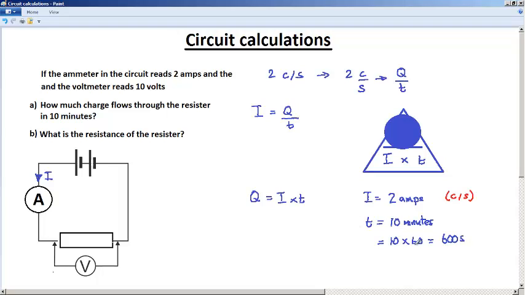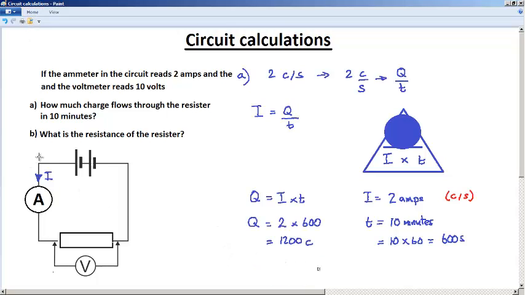We now substitute those values into our equation. So we have Q equals I, which is 2, times T, which is 600. Okay, and that gives me 1200, and the unit will be coulomb, the coulomb. Let's do that. That's part A completed.